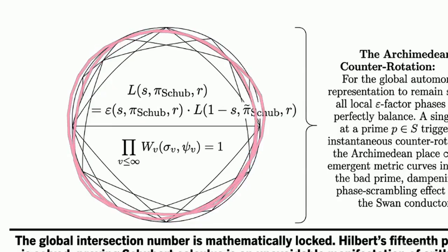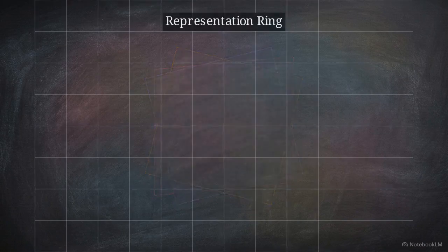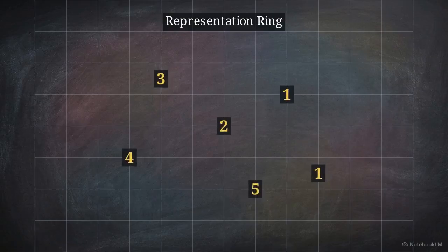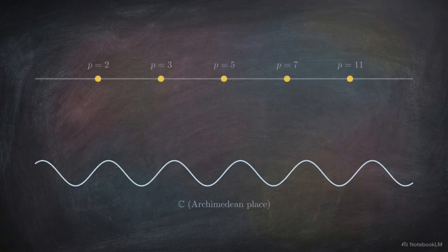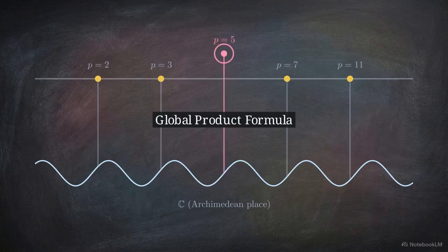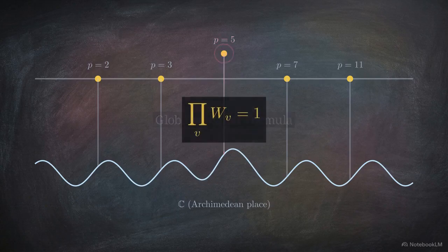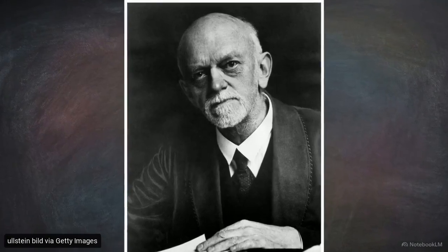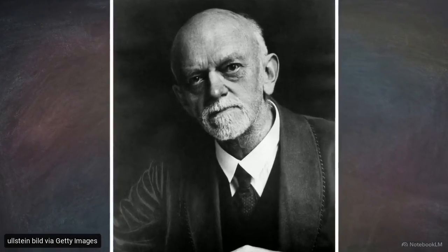By anchoring Schubert calculus in the representation ring of the dual group, the intersection coefficients become field-independent integers. Because the global product formula enforces consistency between every prime and the complex numbers, the rigorous foundation for enumerative geometry is complete. Hilbert's 15th problem is solved.